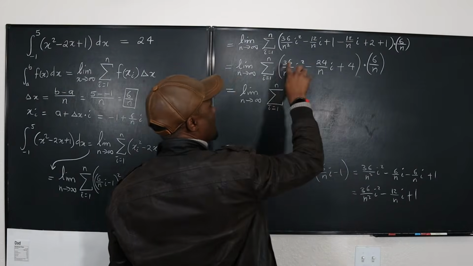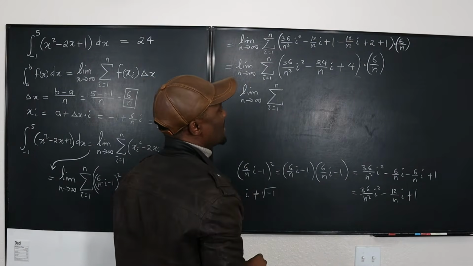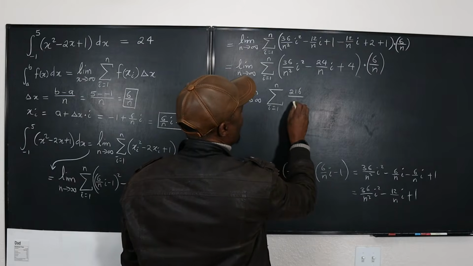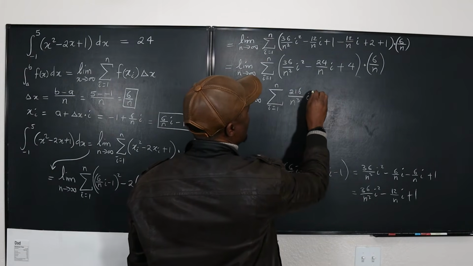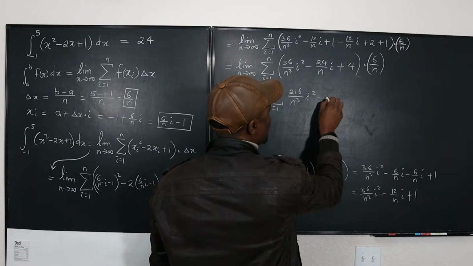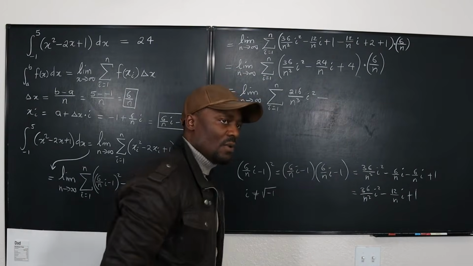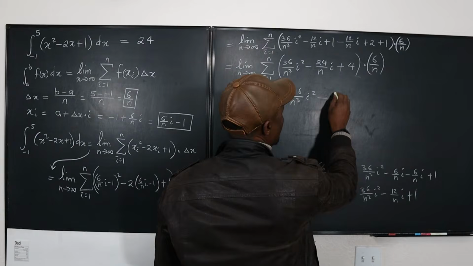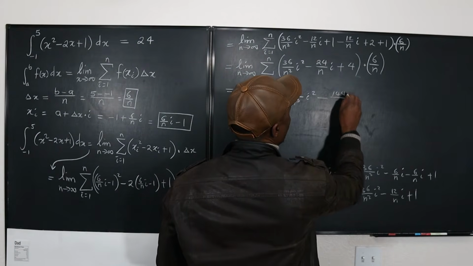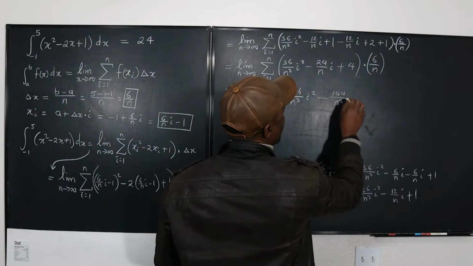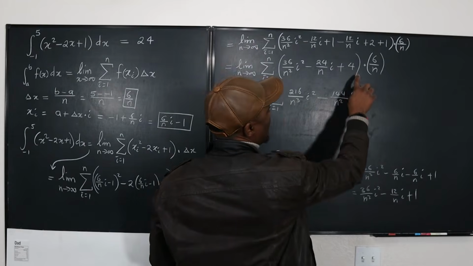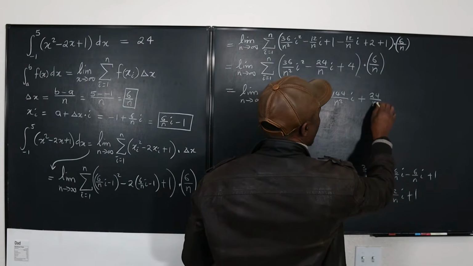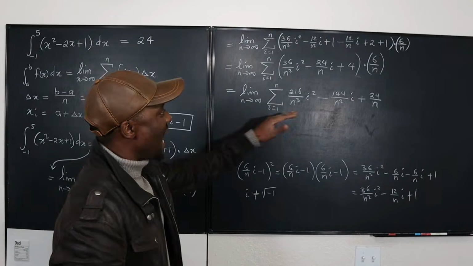If I multiply this by this, I'm going to get 36 times 6, which is 216 over n cubed I squared, minus, this is going to be 6 times 24, which is 72, times 2, that's 144. So it's going to be 144 over n times n, which is n squared, times I, plus this times this is going to be 24 over n. Okay, we're done with that.